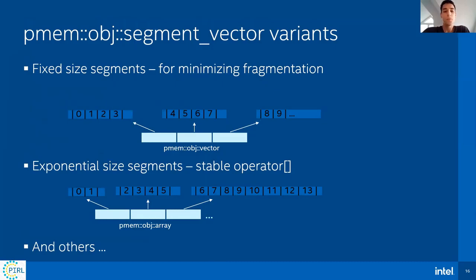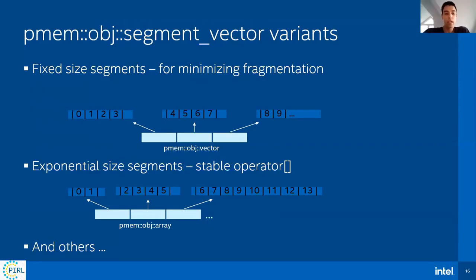Okay. So as I said, pmem::obj::segment_vector can be specialized using different policies. On this slide, you can see two different variants of segment vector. In the first one, we are using pmem::obj::vector to hold segments, and each segment is of fixed size. This kind of segment vector can help you minimize external fragmentation, since all segments are of the same size, so the allocator has a much easier job finding free memory for later allocations.